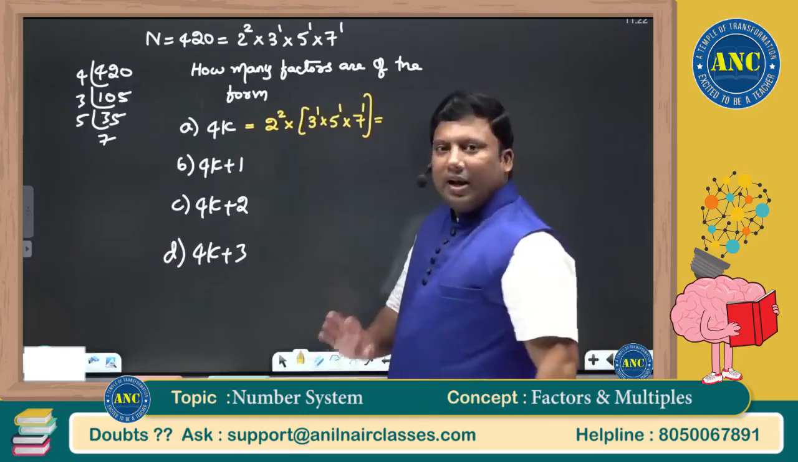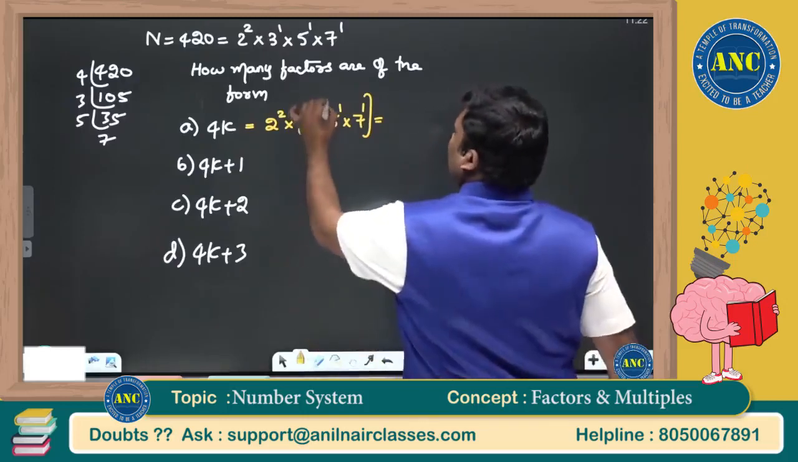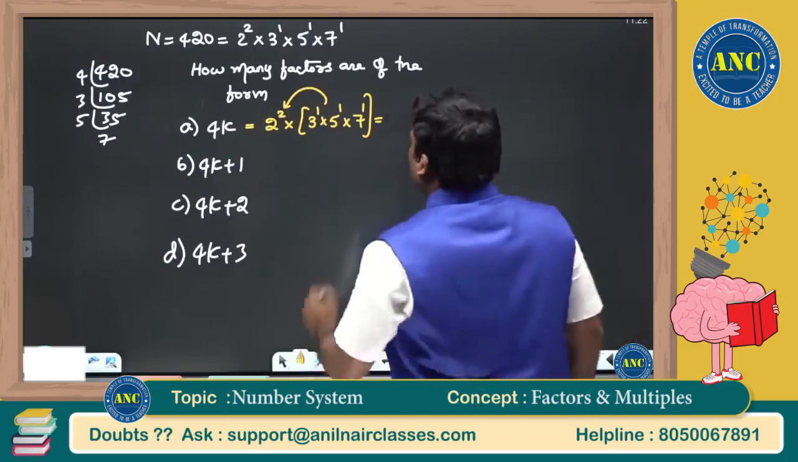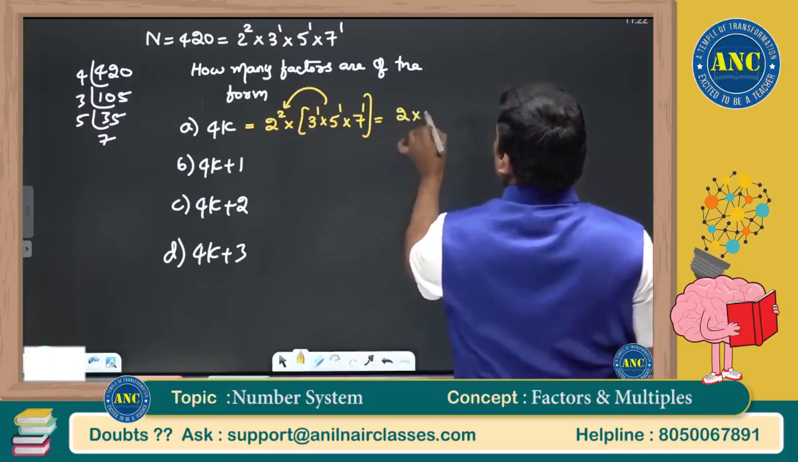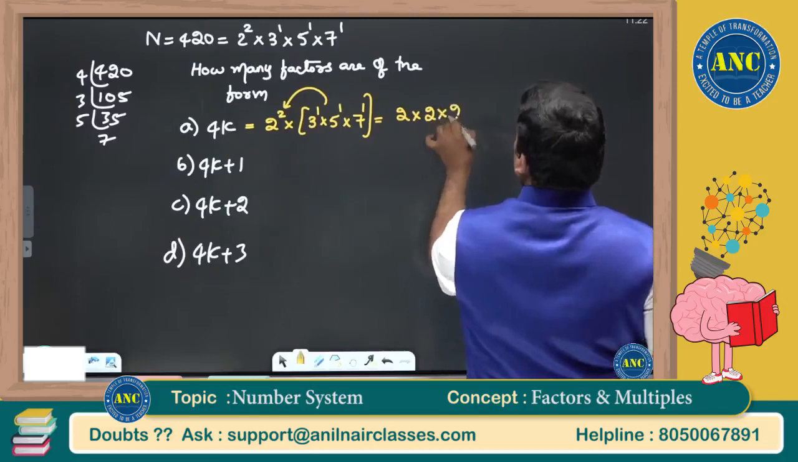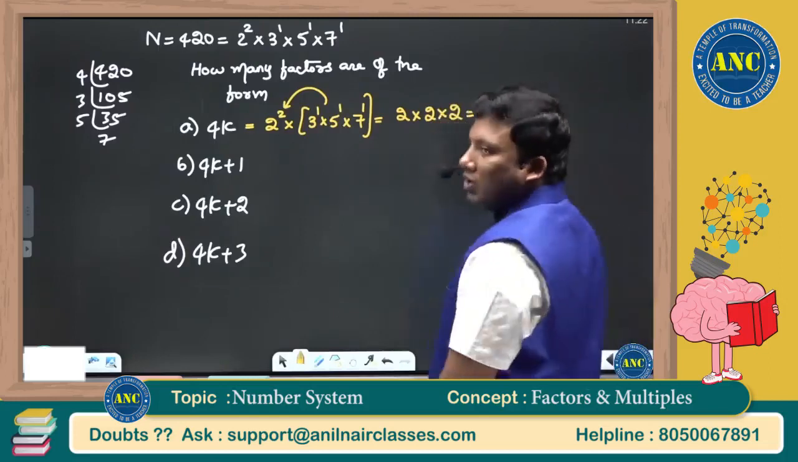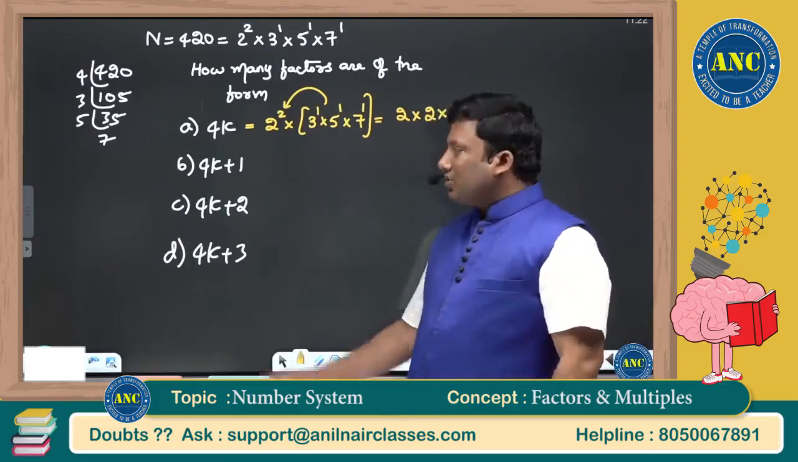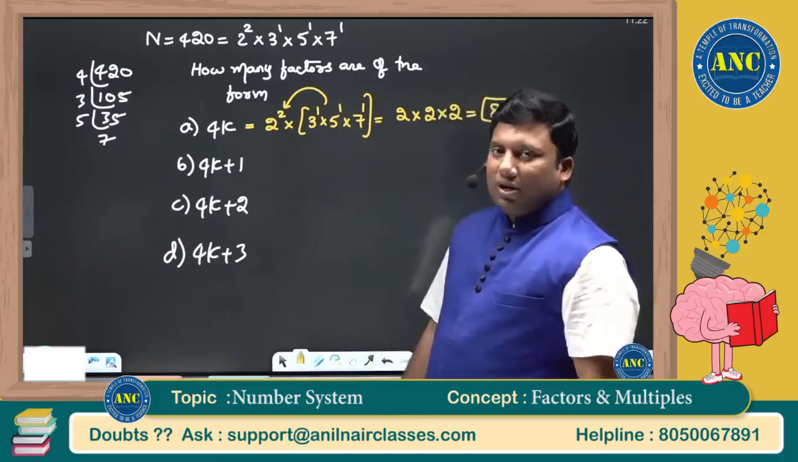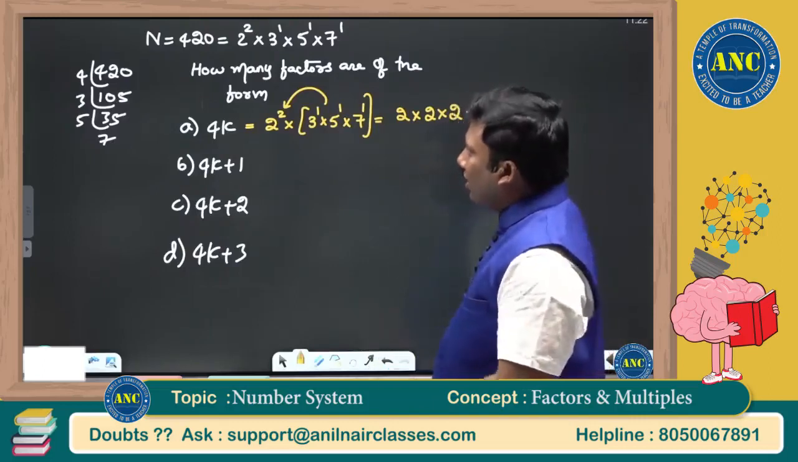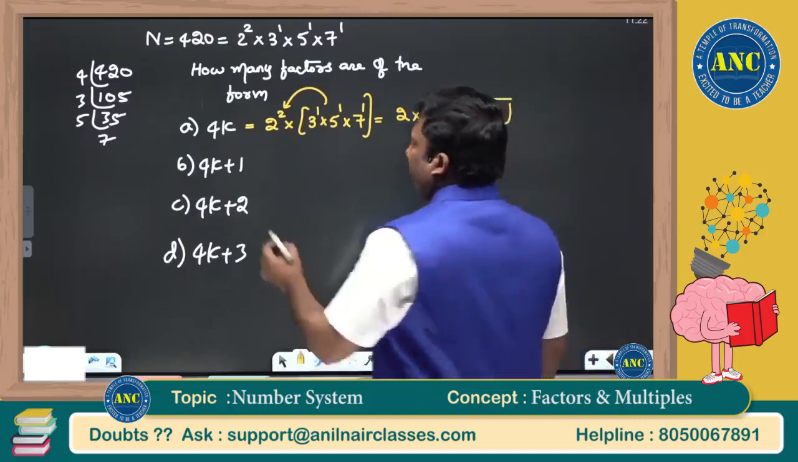I hope the idea is clear. So these are the numbers which are multiplied by 4, which will become 4k. How many factors are there? 0 to 1, 0 to 1, 0 to 1. 2 into 2 into 2, 8. There are 8 factors which are multiples of 4.